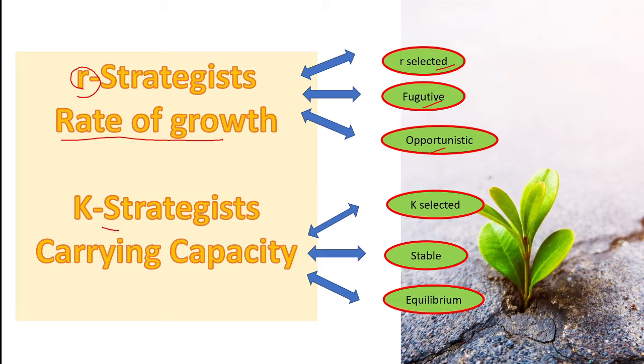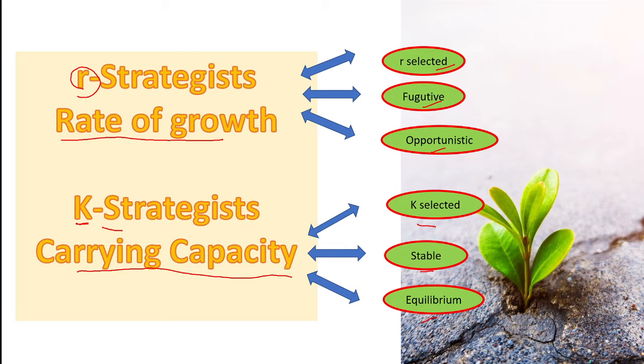K strategist. K stands for carrying capacity, meaning how much is the capacity of a member of the species to carry their offspring. Synonyms for this are, one is K selected, second is the stable species, and third is the equilibrium species.